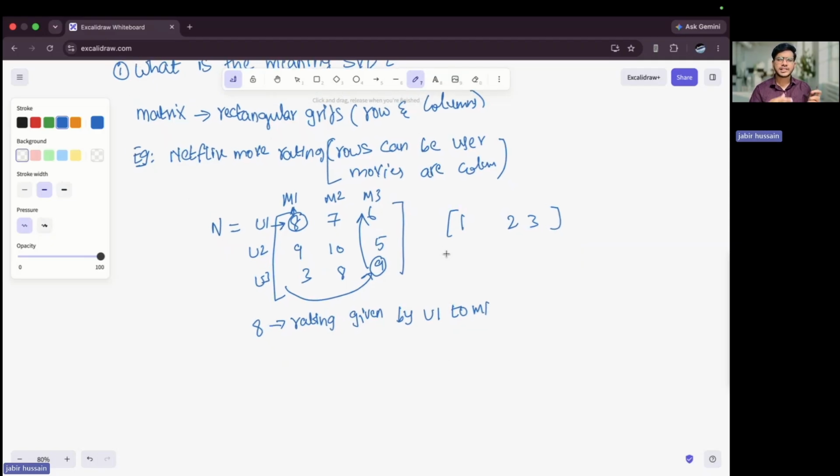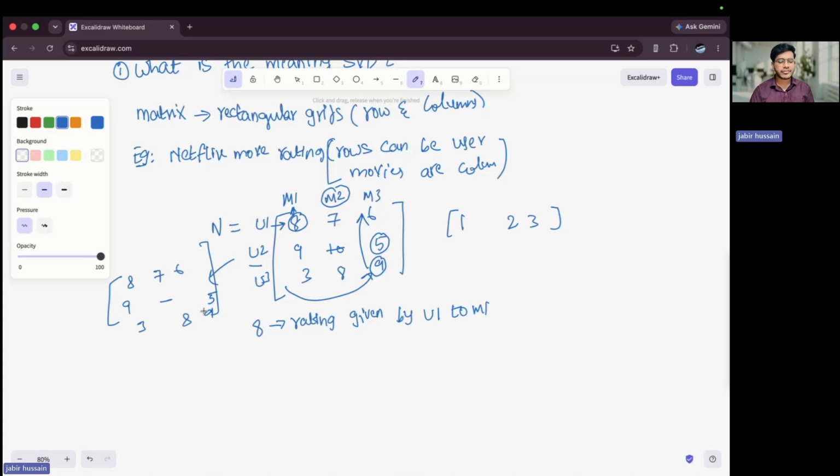A matrix is nothing but a spreadsheet in which we have rows and columns, and each number represents something. And the thing you need to remember is that some cells might be empty. For example, user 2 has not seen movie 2. If he did not see the movie, then he will not give a rating. So my matrix will be like 8, 7, 6, 9, blank, 5, 3, 8, 9. Some information in the given matrix can be empty as well. It is okay to be empty.